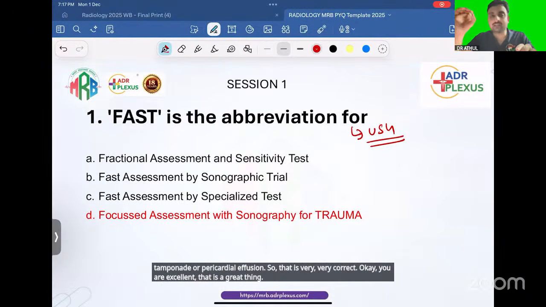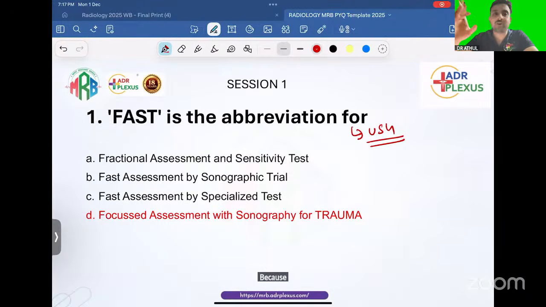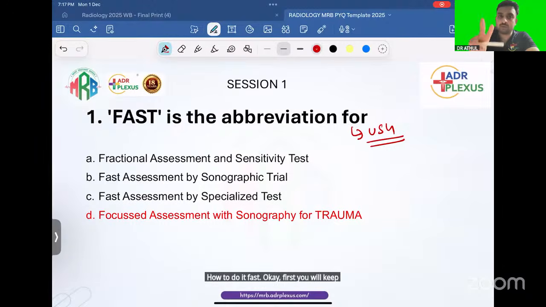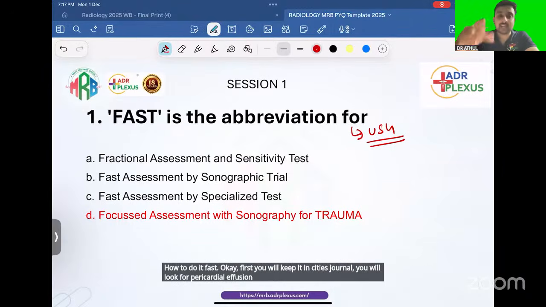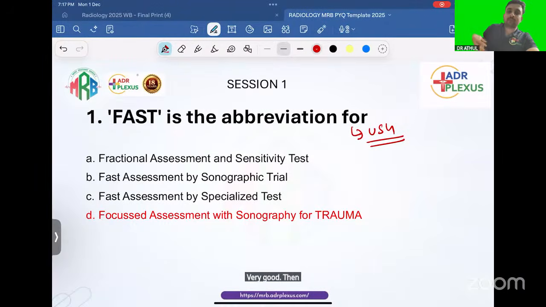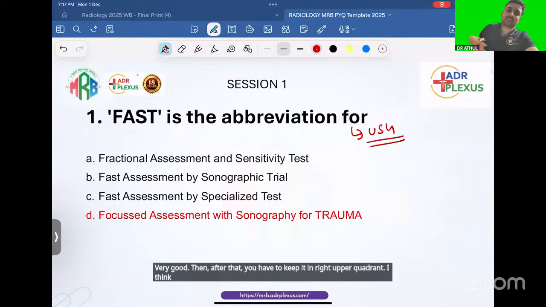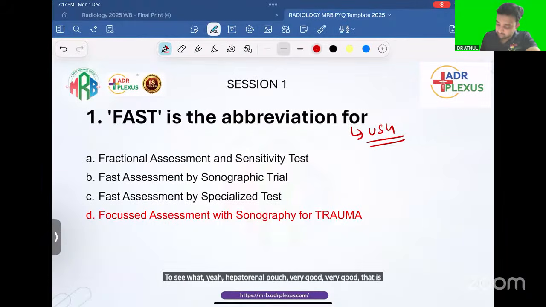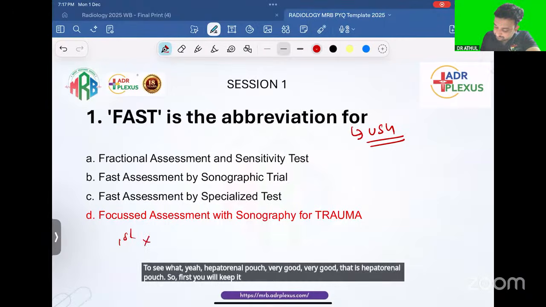And because all of you are going to do FAST, whether you are becoming an MO or getting a PG seat, whatever it is, you have to know how to do a FAST. First you will keep it in the subxiphoid region. You will look for pericardial effusion. That is done. Second, where will you keep that probe? Very good. Then after that, you have to keep it in the right upper quadrant. Right upper quadrant, to see what? Yeah, hepatorenal pouch. Very good. So first you will keep it in the subxiphoid region to look for pericardial effusion.